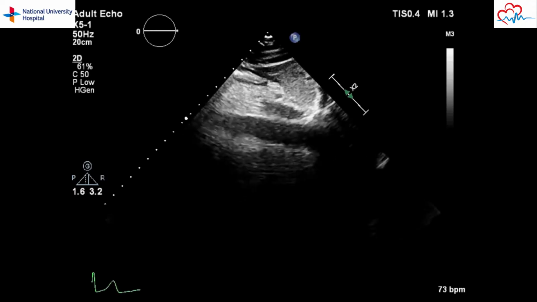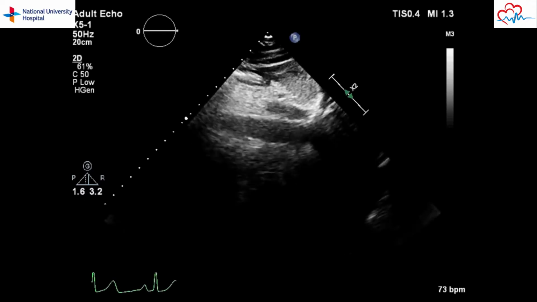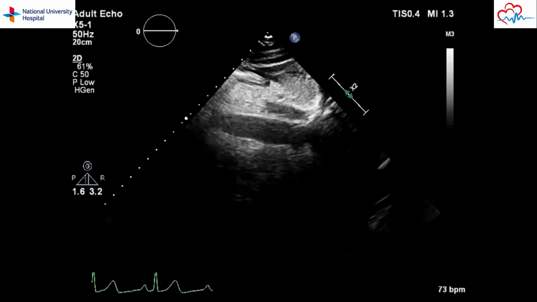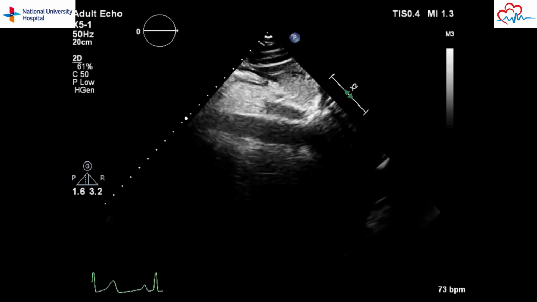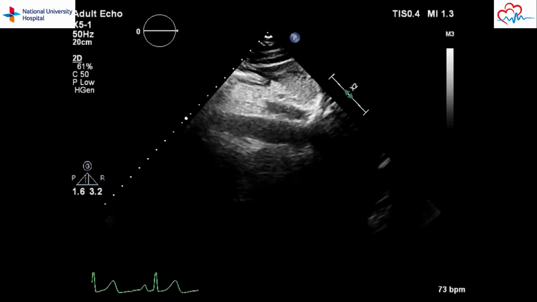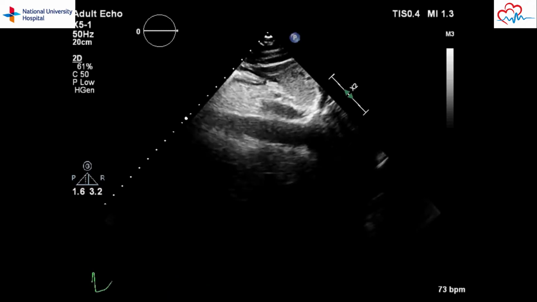The IVC should be measured at its maximal diameter in expiration and inspiration. If central venous pressure is normal, the diameter of the IVC typically collapses 50% of its expiration diameter. We can end the POCUS cardiac study here.